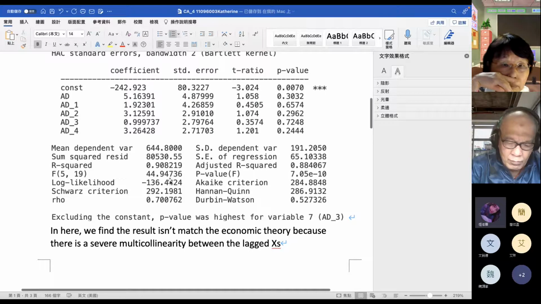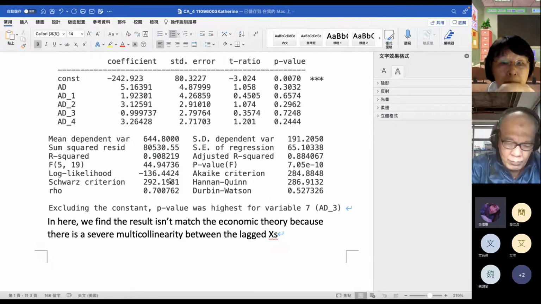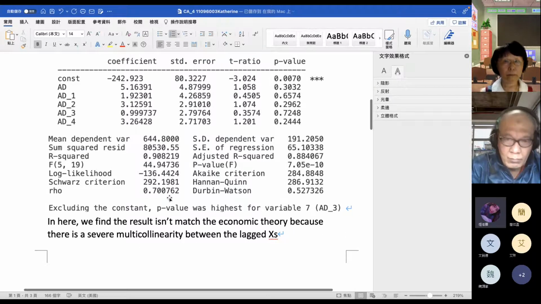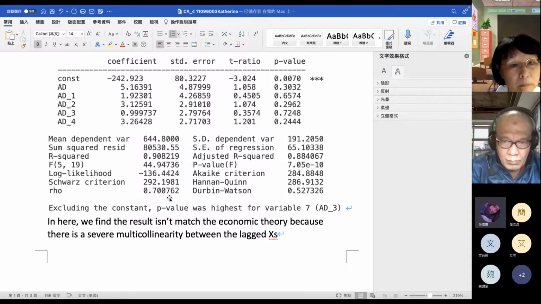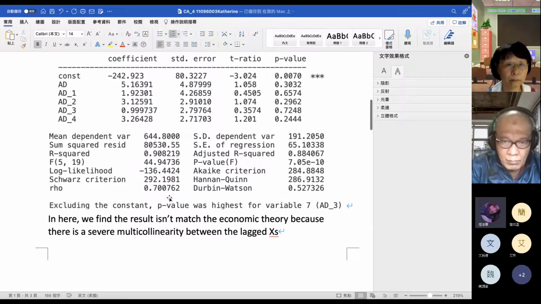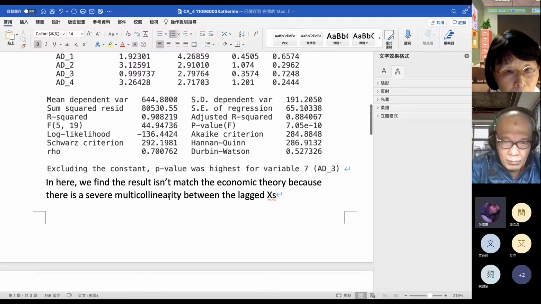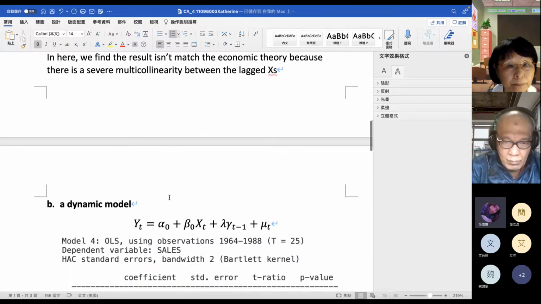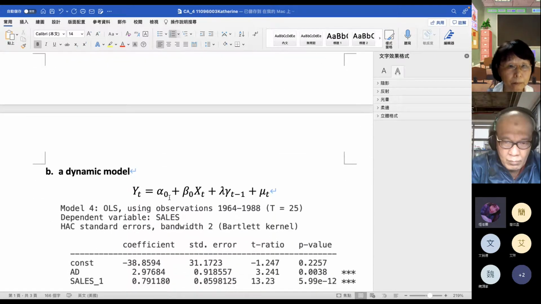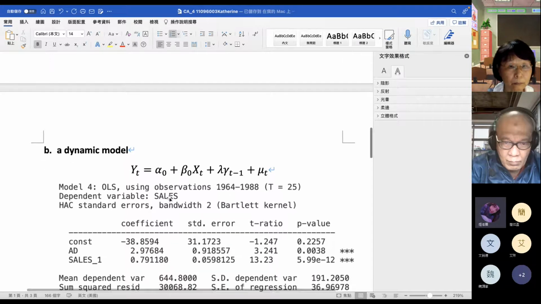And in here, we find the result is a match to the economic theory, because there is some vertical correlation between the lag x. Okay. And the B part of the dynamic model.